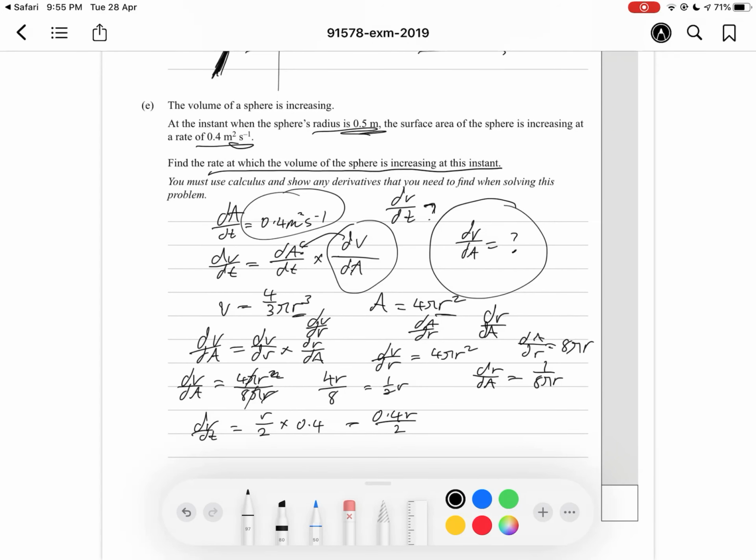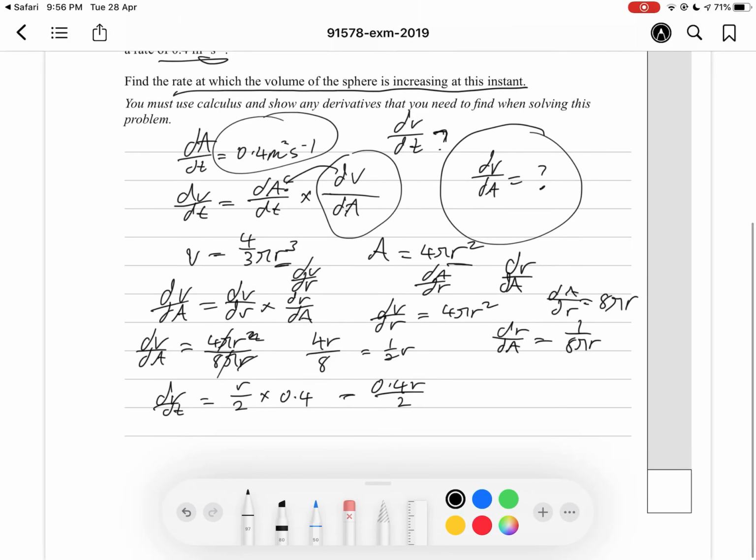Alright, so at the instant when the sphere's radius is 0.5 meters, the surface area is increasing at the rate of 0.4 meters squared per second. So it tells you that the radius is 0.5 meters. Therefore, our dV over dt equals 0.4 times 0.5 over 2, and that should give us an answer of 0.4 times 0.5 divided by 2, that should give us 0.1.